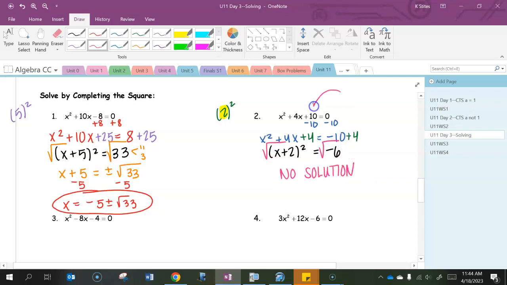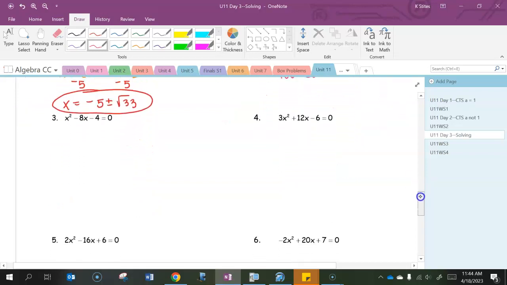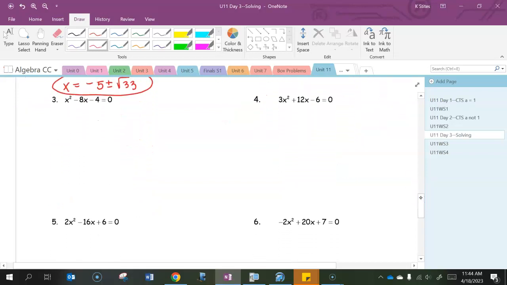Okay, so essentially if you graphed this guy, what's going to happen is you're going to have a parabola that doesn't have any zeros. Okay, it doesn't hit the x-axis. Okay. All right, one more like this. Again, move your c value over.